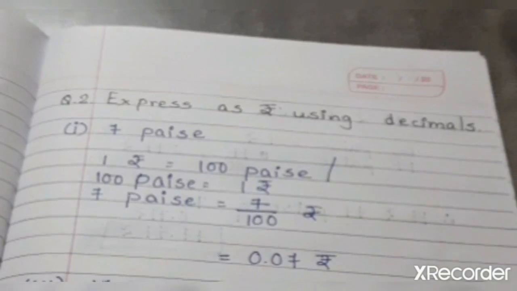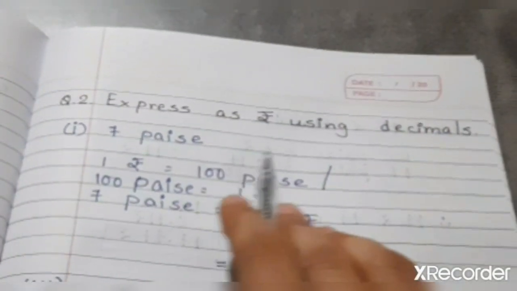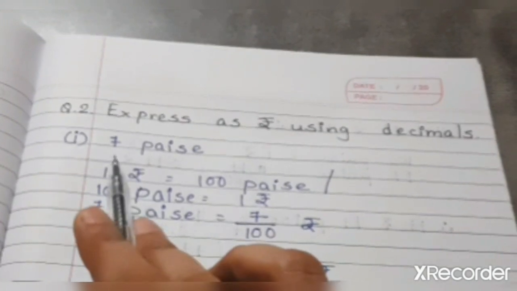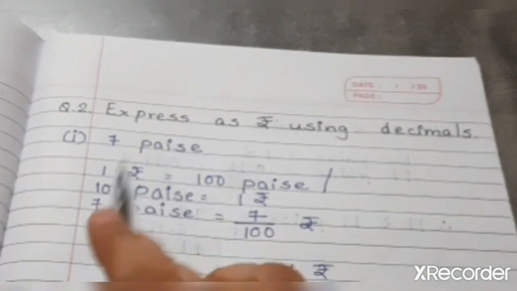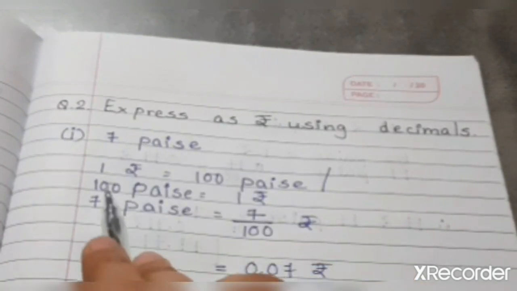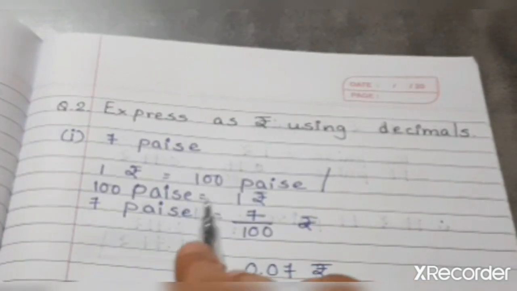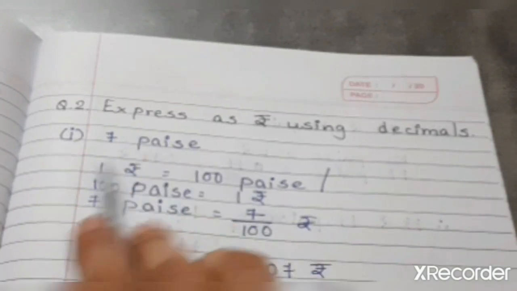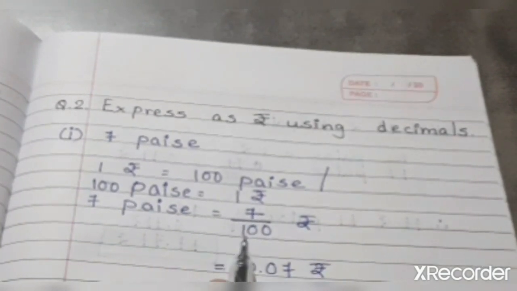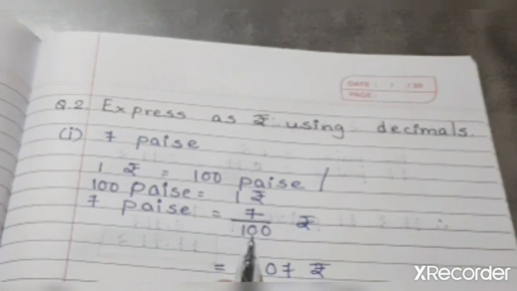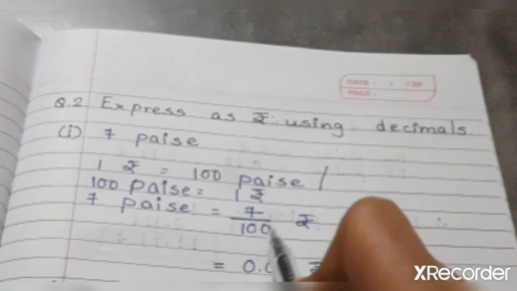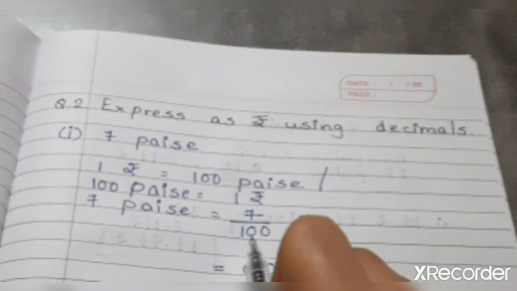Here we have the question: express as rupees using decimal. We have to convert 7 paise into rupees. We know 1 rupee equals to 100 paise. So here I have written 100 paise equals to 1 rupee. So 7 paise equals to 7 divided by 100. 7 upon 100. We don't need to divide it. Here we have 2 zeros.